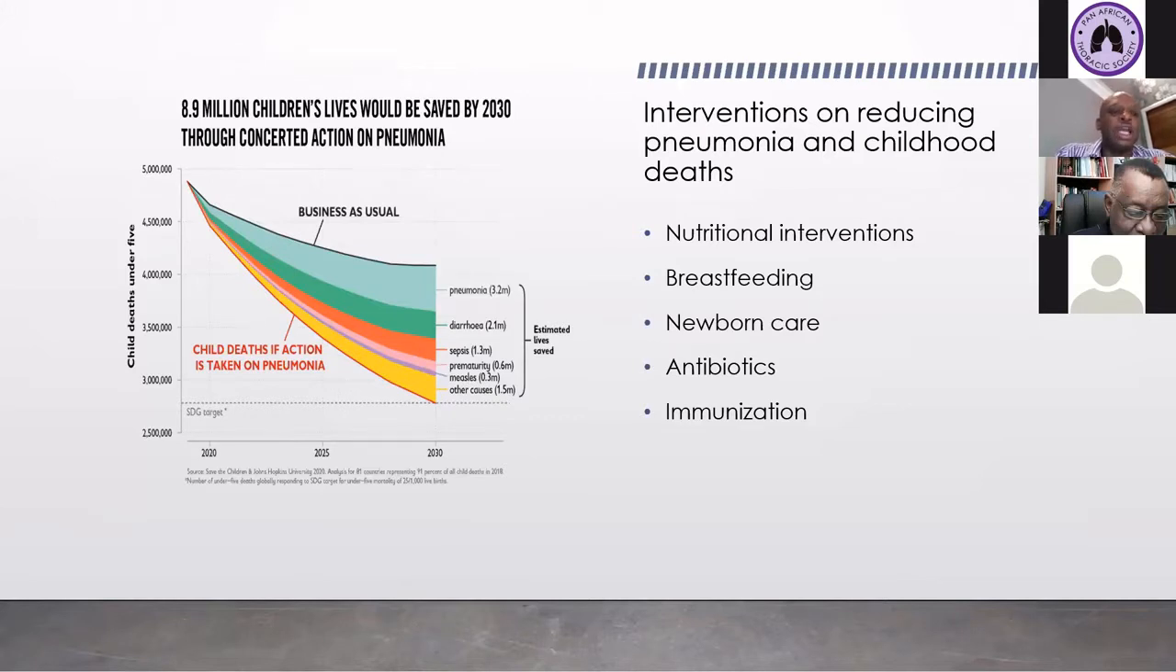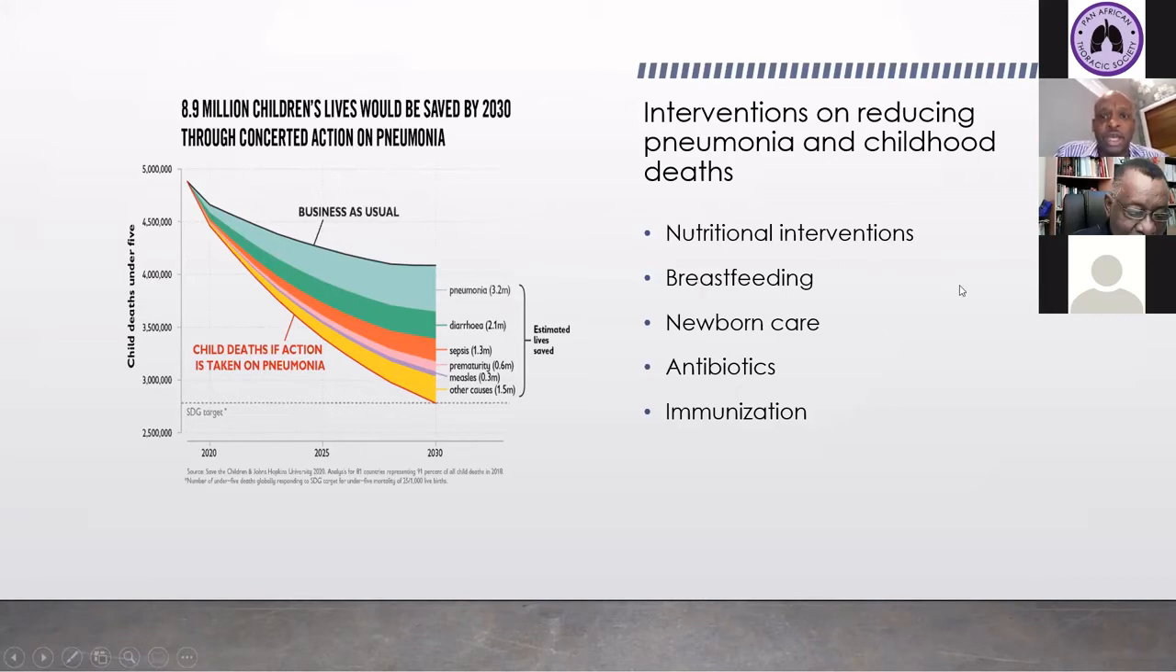If you look at this cartoon, it says 8.9 million children, and this is the Johns Hopkins predictive model. 8.9 million children's lives would be saved by 2030 through concerted action on pneumonia. The other way to look at it is that if we do nothing about it, you're going to have 8.9 million children dying by 2030. So we are definitely going to be very far away from our sustainable development goals of reducing these causes of death. If we do nothing about it, business as usual, we're going to have 3.2 million more deaths by 2030 due to pneumonia in children under the age of 5, and other deaths due to all these other conditions which are associated with pneumonia. So it is probably time to take action in order to reduce this burden.